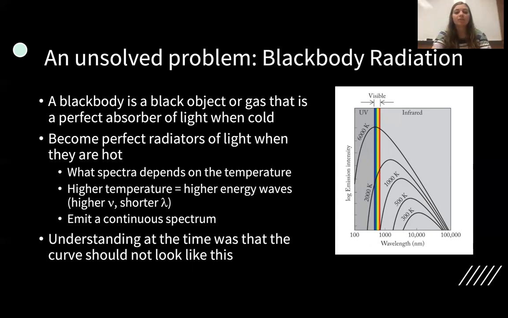What spectra the blackbody emits depends on the temperature. A higher temperature is equivalent to higher energy waves, and remember that higher energy would be higher frequency and shorter wavelength. The understanding at this time was that the curve of a graph like this should not look like this. It should instead just keep going up. But as you can see, as the temperature gets higher, we're going to have higher and higher energy wavelengths, and we're going to increase on the electromagnetic spectrum.